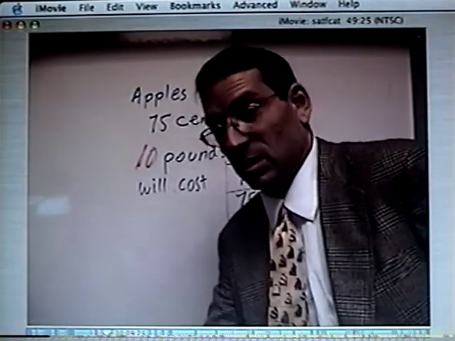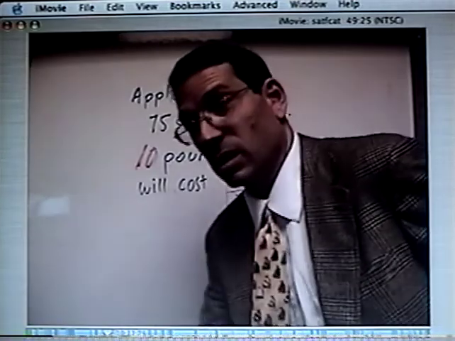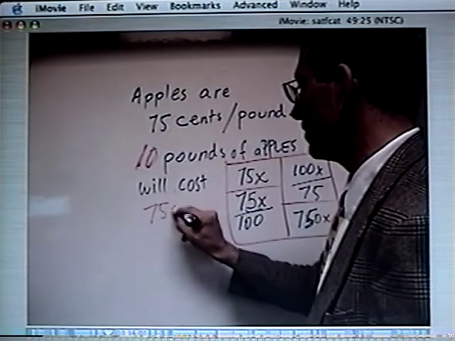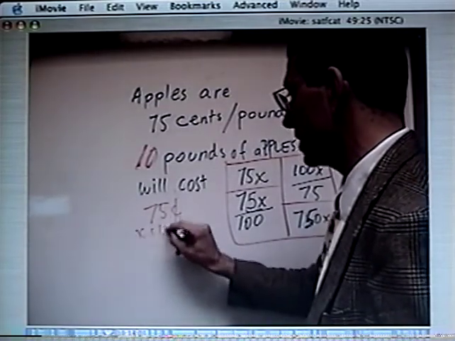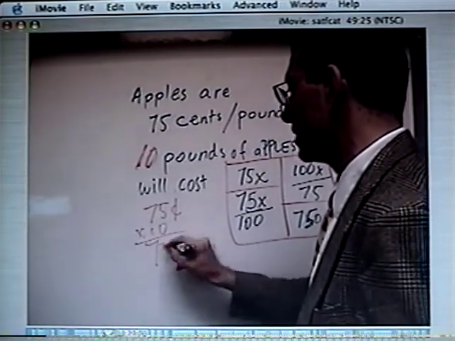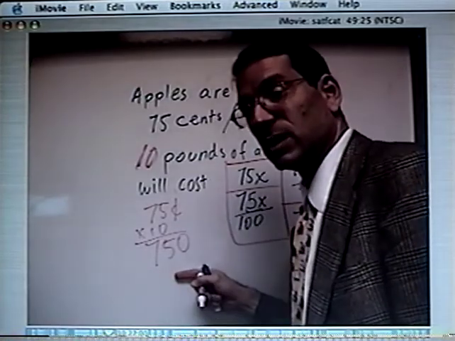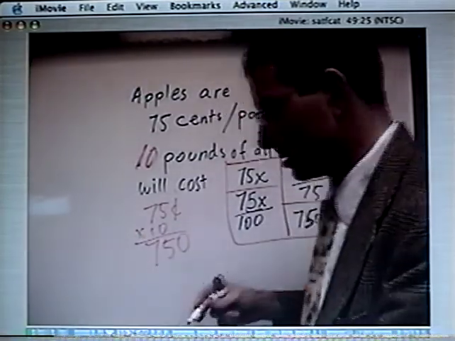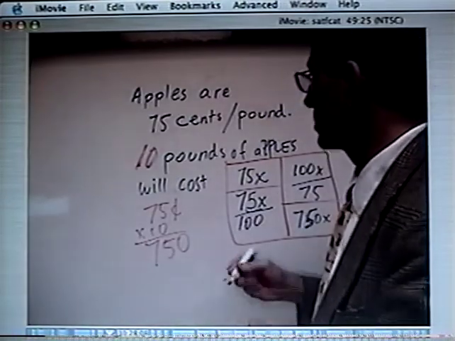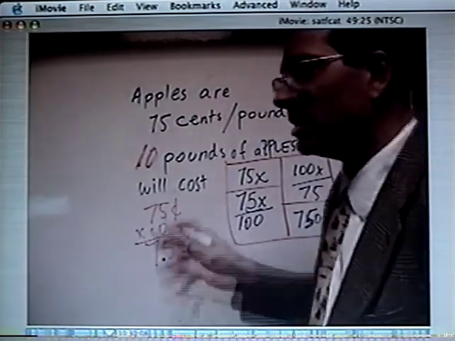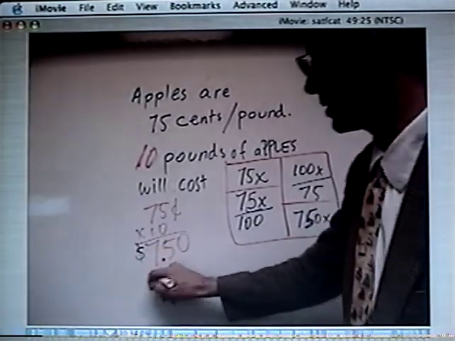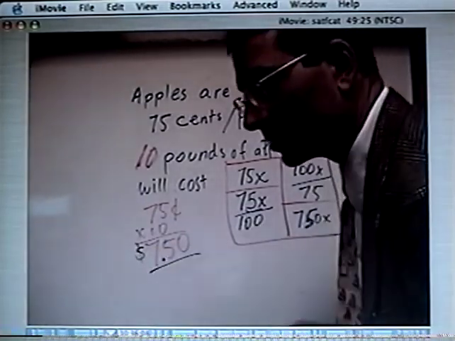Money do I need to buy 10 pounds of apples? I'm sure you can tell me. It's 75 cents times 10, which is 750. Now that's 750 cents. The question is asking us, how many dollars will it be? And we want to get something that says $750.